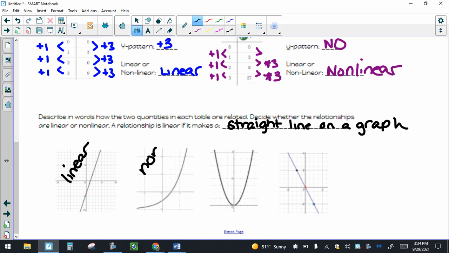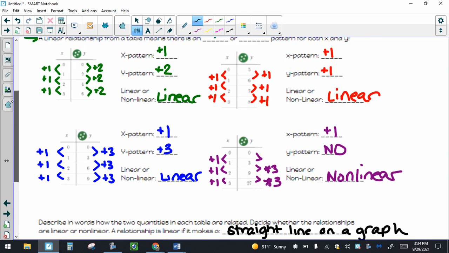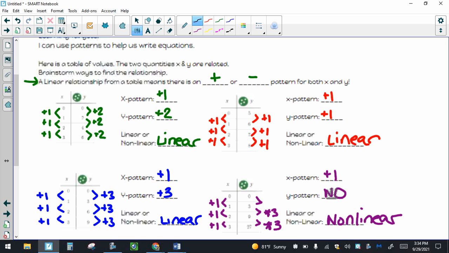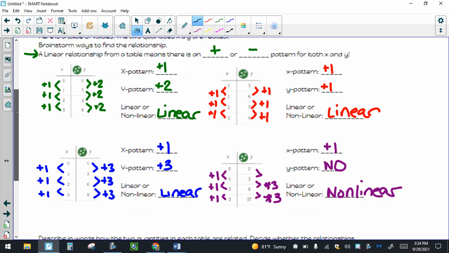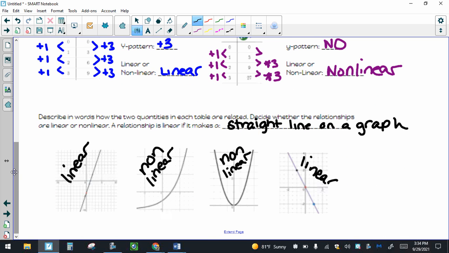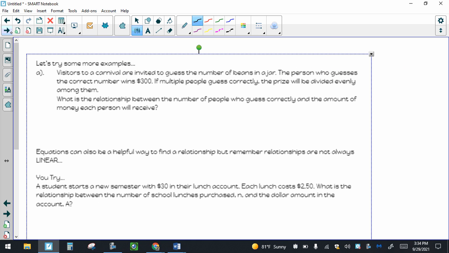This guy, nonlinear. Curvy line, doesn't count. Also nonlinear because it is a curvy line. This guy, we're back to linear because it is straight. Okay, so those are my two big ideas that we've got going on here. If we've got adding or subtracting patterns, it's going to be linear. Or in other words, if you graph it and it makes a straight line, that's going to be linear. So let's flip this page over.